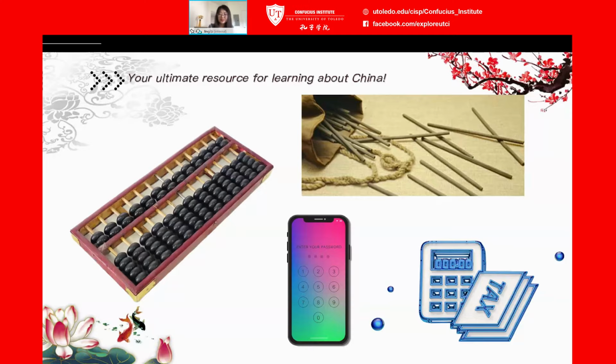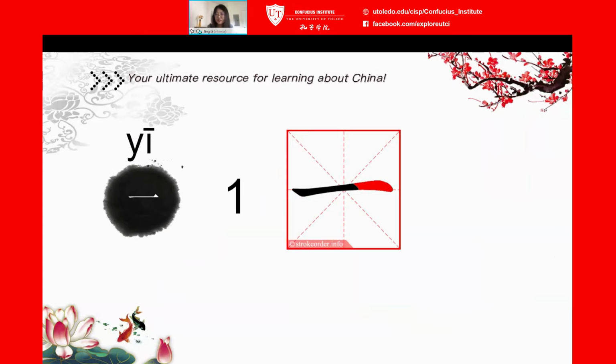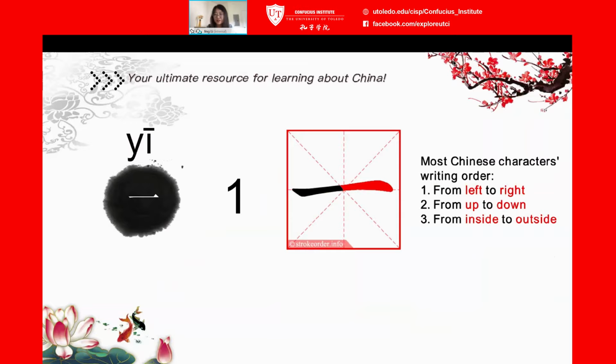First one. In my basic Chinese class, we have learned this one before. Yi, number one, yi. You can follow the picture to write it. Here, I want to point out that most Chinese characters are written from left to right, from up to down, from inside to outside. So how did this Chinese character evolve?